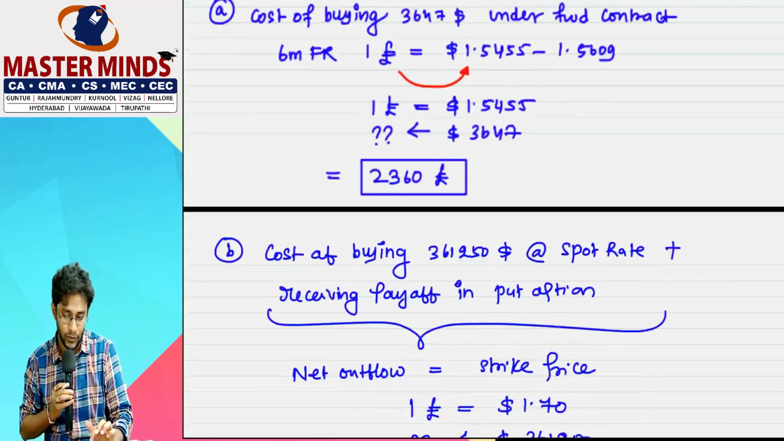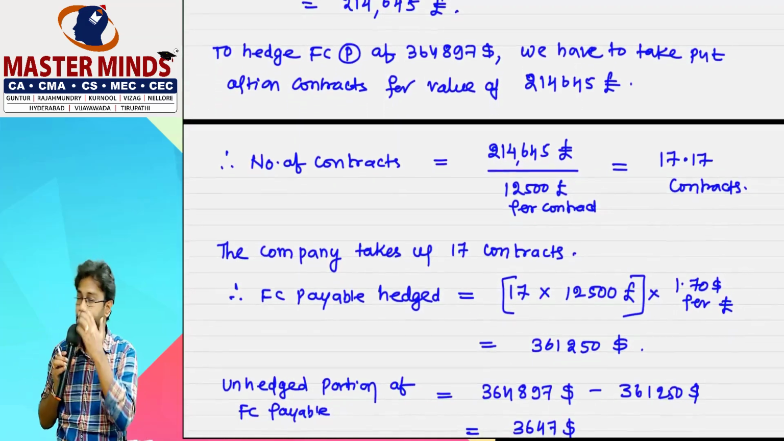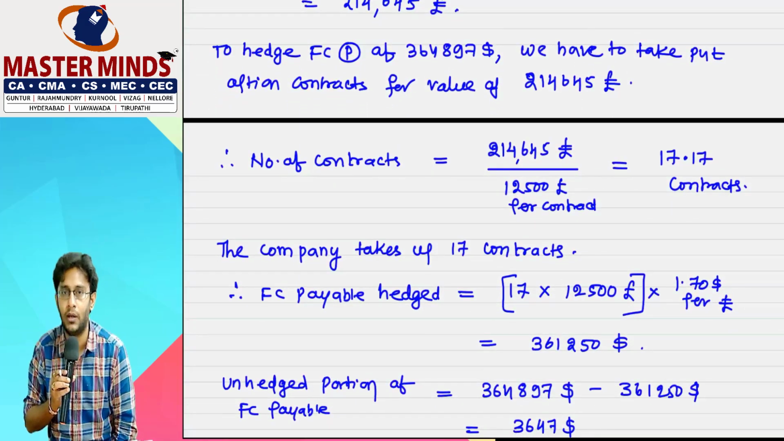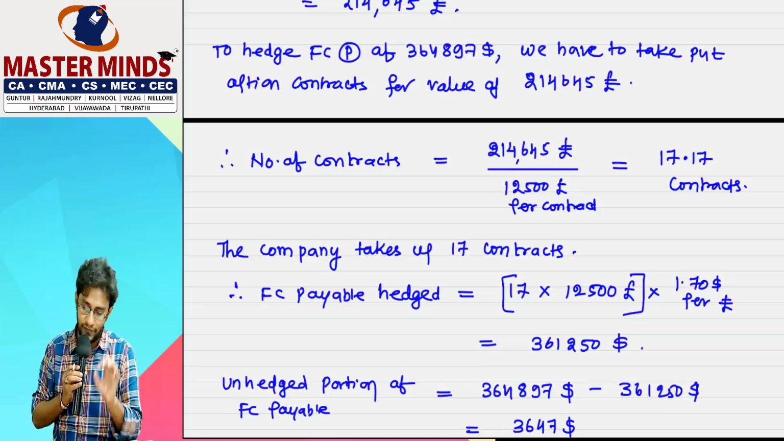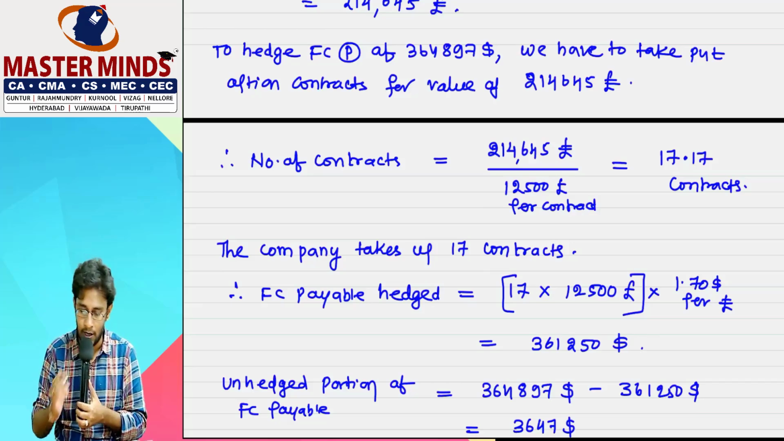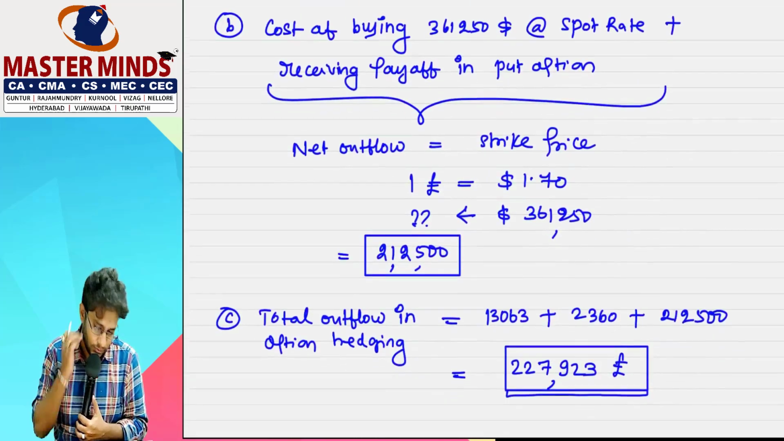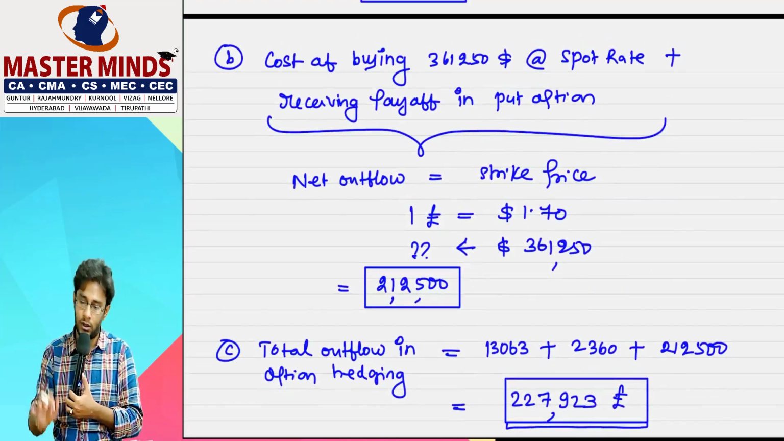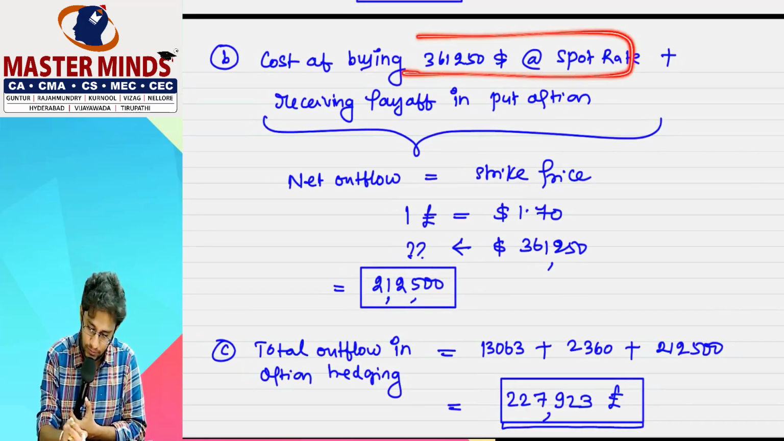One more thing I wanted to tell you. Sir, when you worked out the number of contracts, you got 17.17. I took only 17. Why not 18? Sir, understand. First, if you observe clearly, you will automatically know why not 18. If you take 17 contracts, what happened is, for 17 contracts you bought at spot rate.